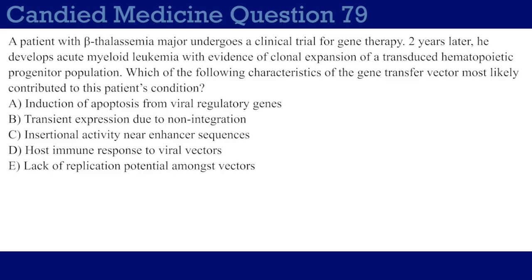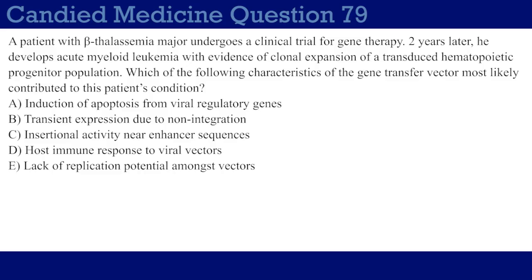Sometimes USMLE likes wrapping up basic biochemistry questions in these weird questions about experiments and whatnot. But when you strip it all down, it should be a pretty easy question for most people, because what it's really asking is, what can cause a malignant change in a cell? All this stuff about viral vectors and whatnot is just window dressing.